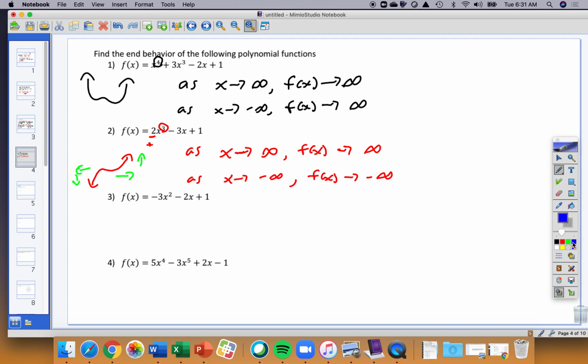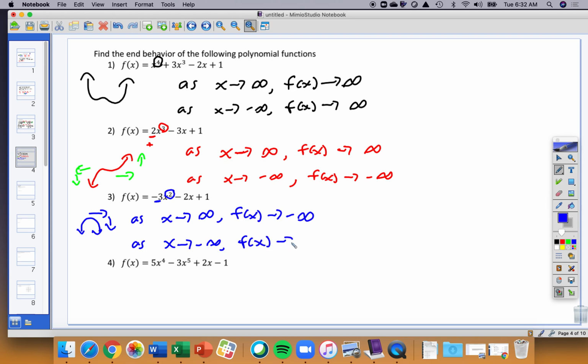Okay. Number 3, I have an even degree polynomial, but my leading coefficient is negative, which means that as x approaches positive infinity, my function is going to be facing downward, right? It's going to look something like that. So as I go to positive infinity, my function is going down. So f of x must be going down to negative infinity. And as x approaches negative infinity, my function is still going down. And I get that kind of end behavior.